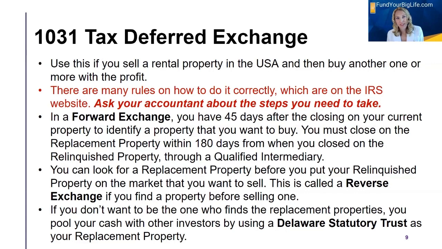You probably have heard of this before, the 1031 tax-deferred exchange. You can use this to save on your capital gains taxes, defer your capital gains taxes, if you need to sell a property in the USA and buy another one in the USA with the profit. And I say in the USA because I sold my rental property in Costa Rica, and I could not do a 1031 tax-deferred exchange because it was a foreign property, and I wanted to sell that property for a good amount of profit and use it to buy 4 other properties in the US.